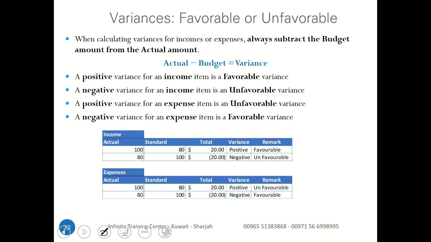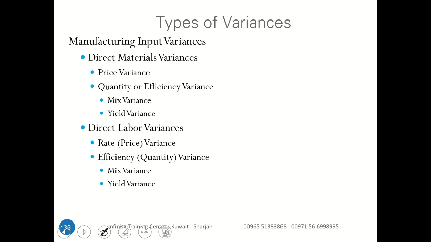So we have a favorable variance when it is an expense item. So this we have to understand. In case of income, positive is good, negative is not good. In case of expense, positive is bad, negative is good. Okay, so we'll go to the next slide and we will see what are the different types of variances we are going to learn.